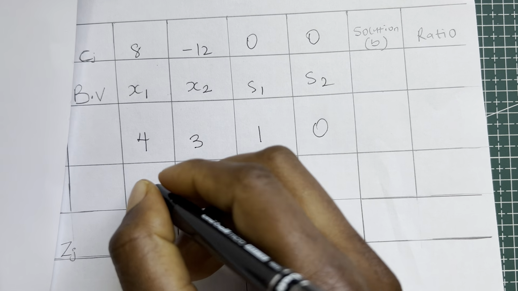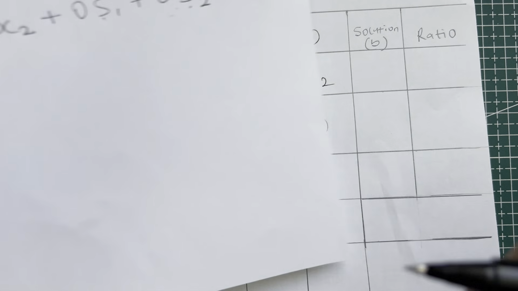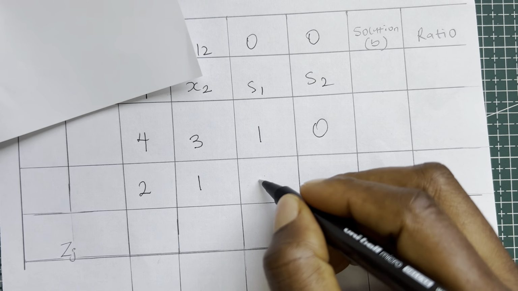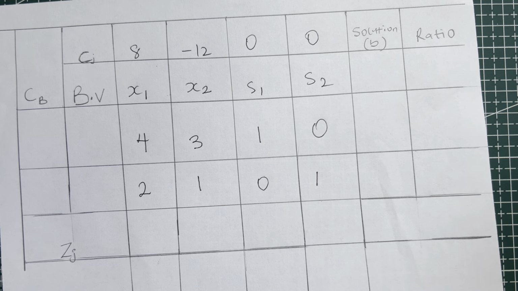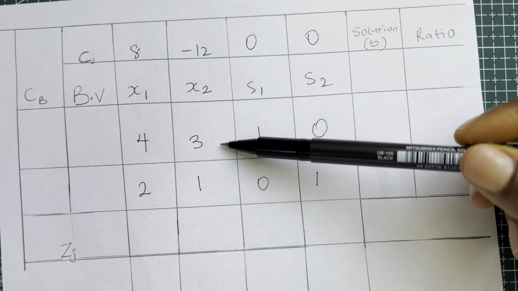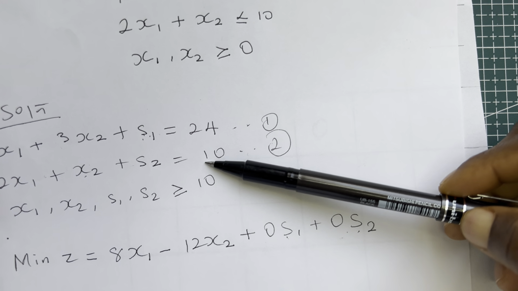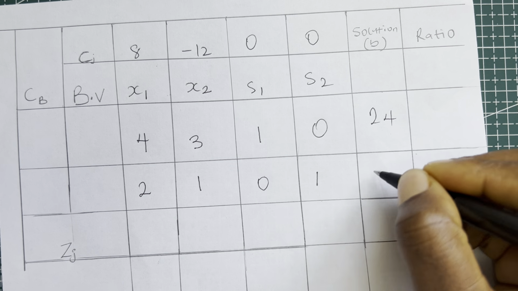For x2 here, the coefficient is 1. There is no s1, so we write 0. For s2 here, we have 1. We write 1. For the solution part, we have our constraint 1, which is 24 here. And for the second constraint, we have 10.